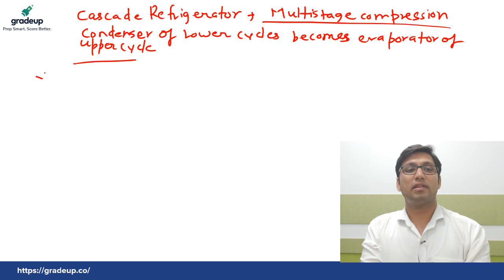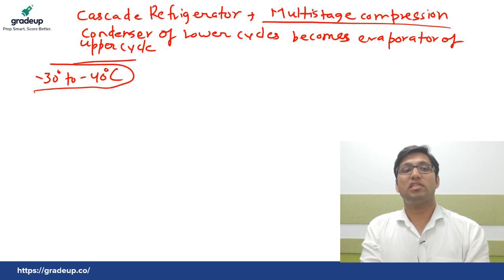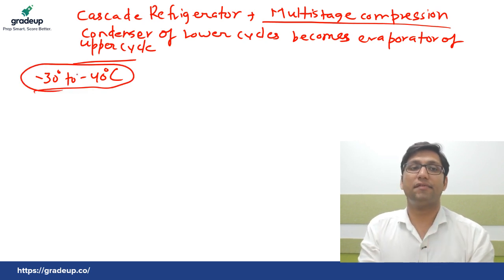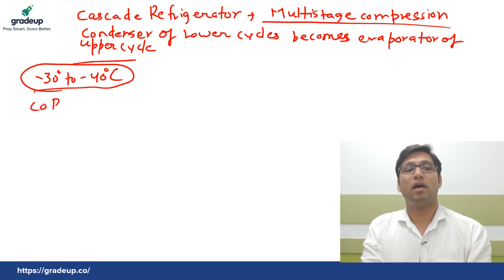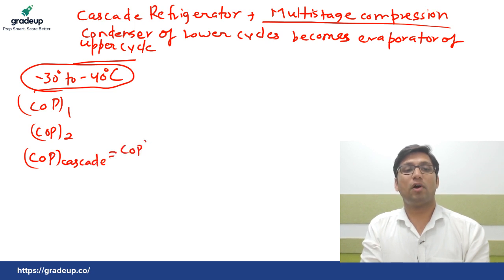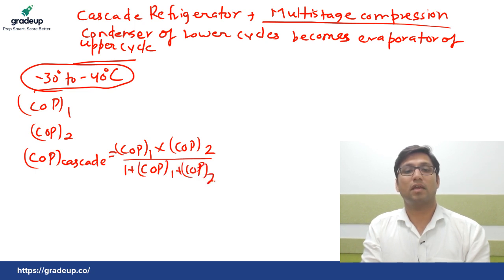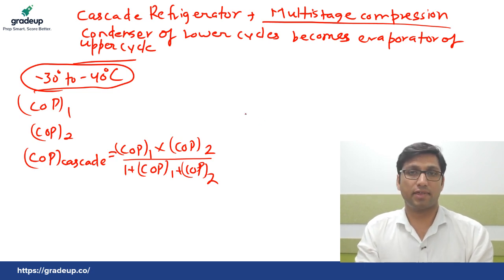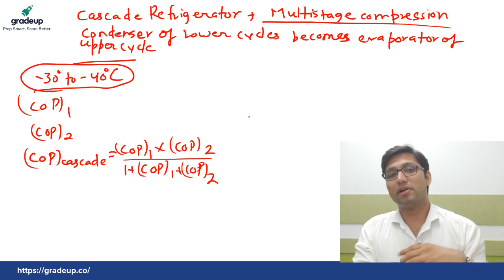Okay, and what is the advantage of cascade refrigerator? To achieve very low temperature in the lower cycle. To achieve very low temperature, we use cascade refrigeration. Suppose that COP of upper cycle is COP1 and lower cycle is COP2. So COP of cascade refrigeration will be equal to COP of the upper cycle into COP of the lower cycle divided by 1 plus COP of the lower cycle plus COP of the upper cycle. Okay, so this is the formula for COP of the cascade refrigerator. So these are some important points.